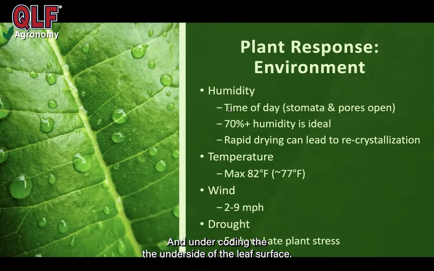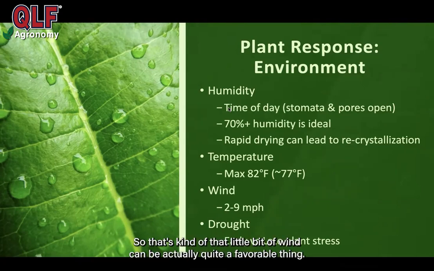And I'm hearing some really interesting things in the last year or two with folks now experimenting with foliar applications through the drone. And of course, with drones, the wind from the propellers creates this little vortex and underswirl, getting really good coverage and coating both on the top and the underside of the leaves. So that little bit of wind can actually be quite a favorable thing.